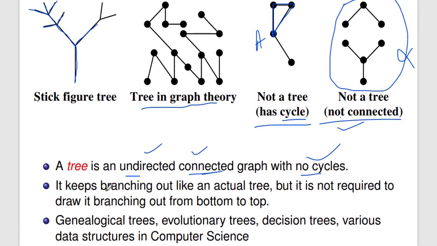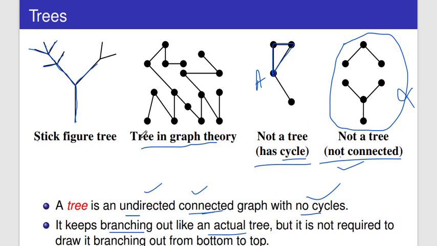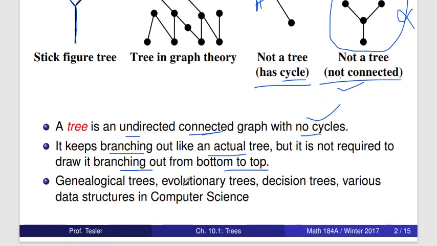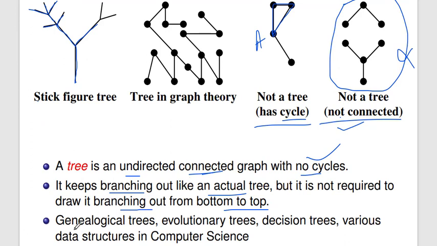It keeps branching out like an actual tree, but it's not required to draw it branching out from the bottom to the top like this. This is also a tree and this is also a tree. We do not require that it come out like this. It's a parent and branches, or like this. This is also a tree; it has the same property as an actual tree. Various types of trees are genealogical, evolutionary, and decision trees. This is also used in computer science. Graph theory is also used in your computer science.